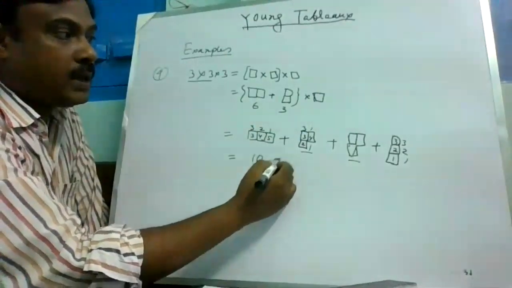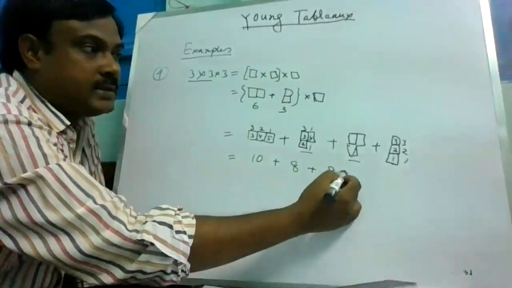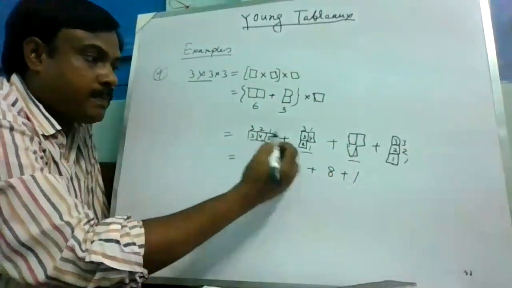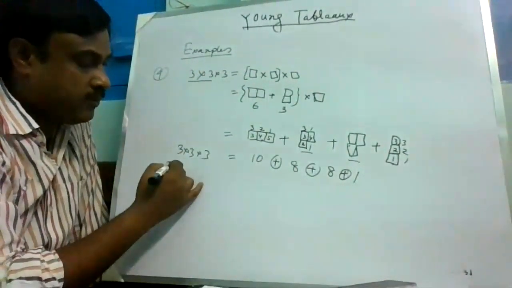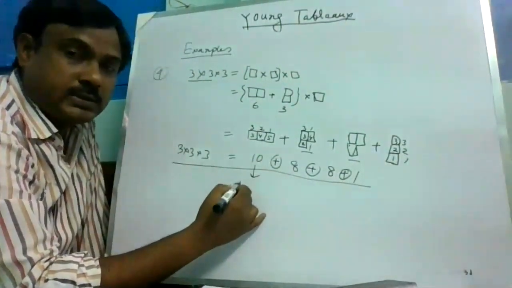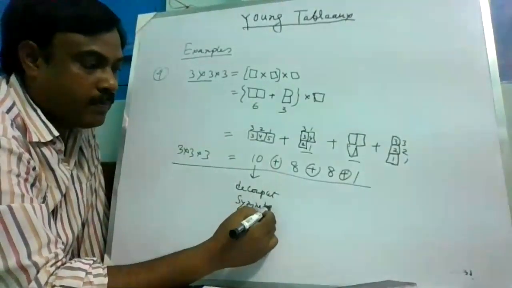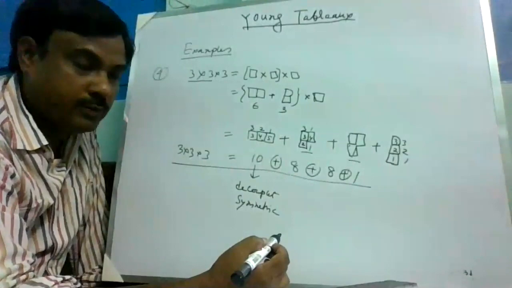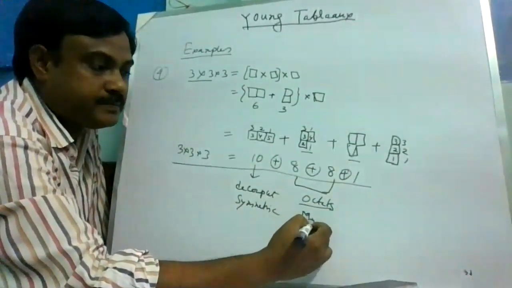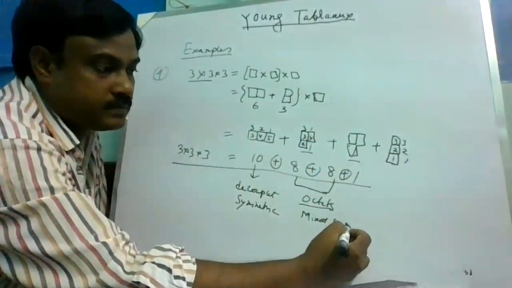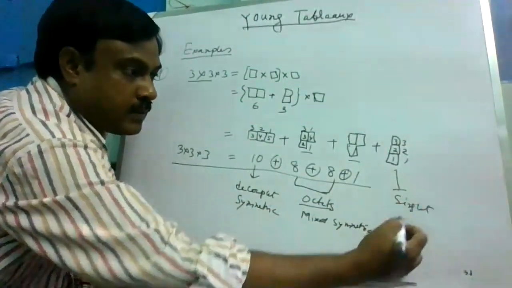So it will be 10 plus 8 plus 8 plus 1. So 3 into 3 into 3, 3 quarks gives the representation. One is the decuplet, which is perfectly symmetric, right? Because it is represented by a row. And these two are octets, mixed symmetric. And this one is singlet, anti-singlet.